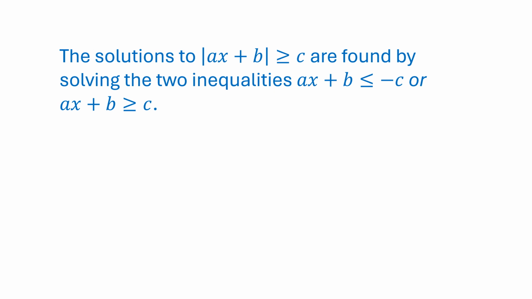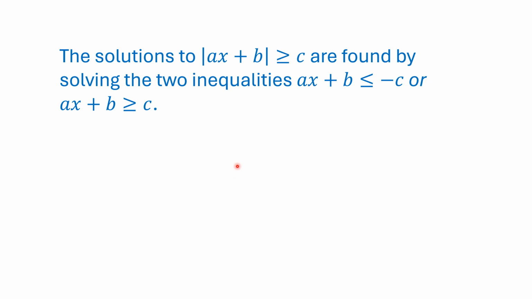Now we'll look at solutions to the absolute value of ax plus b greater than or equal to c. And there'll be the same mechanics as if I didn't have the equality symbol. And they are found by solving the two inequalities, ax plus b less than or equal to negative c, or ax plus b greater than or equal to c. Now we use the word or.